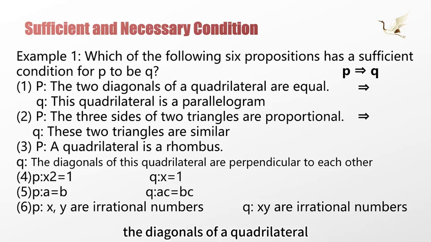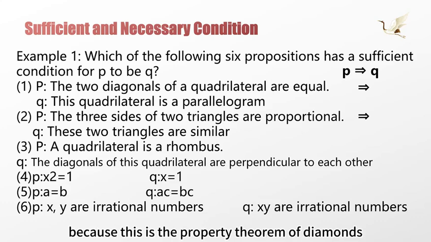Can we infer that the diagonals of a quadrilateral are perpendicular to each other? Obviously, because this is the property theorem of rhombuses.